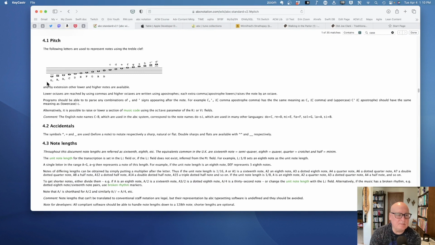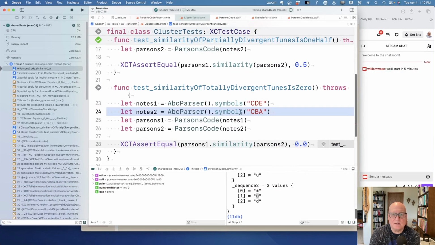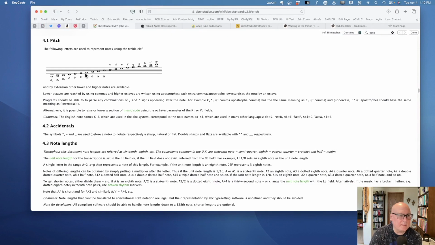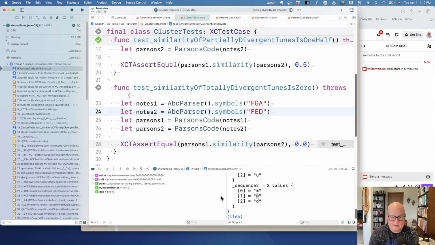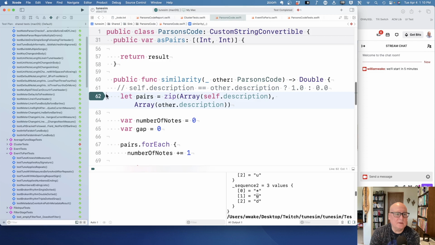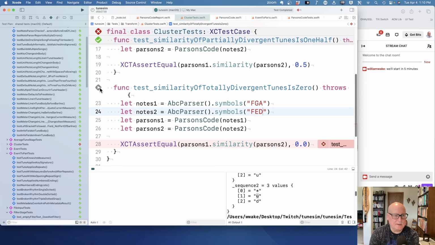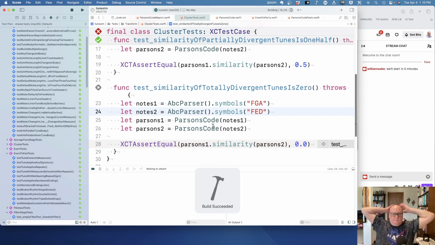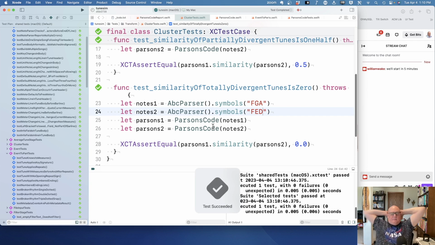We really wanted this comma version, or maybe start somewhere different. Let's make it FGA, FED. Okay. FED is lower, FGA is higher. Okay, so I guess we'll just continue and run that again. Okay.